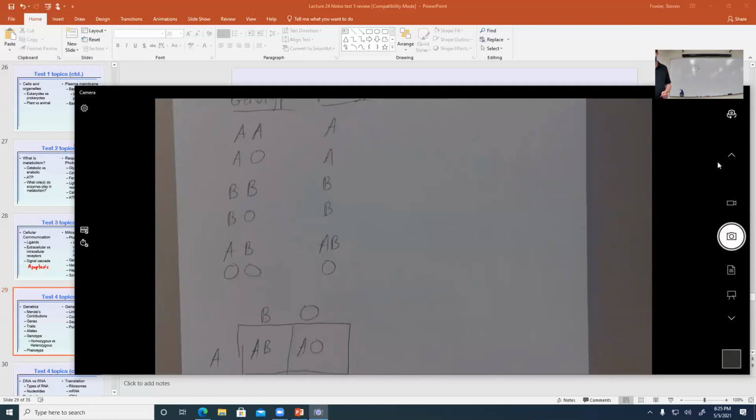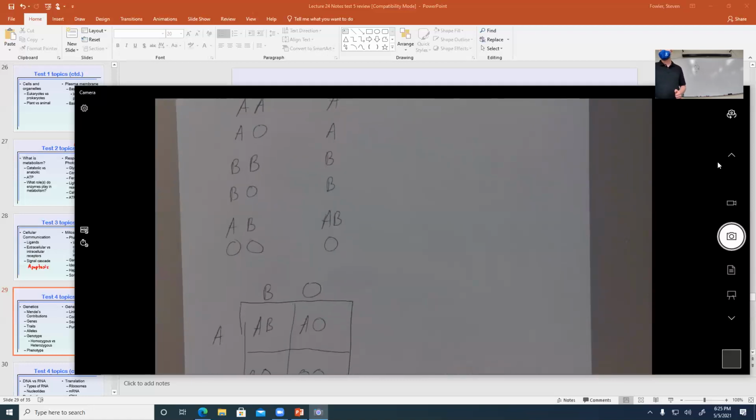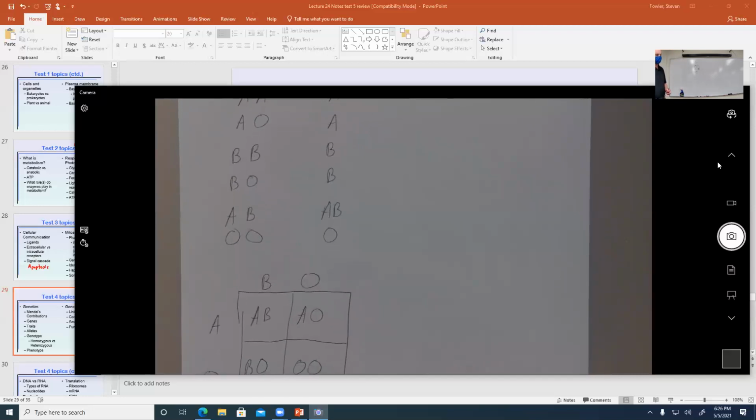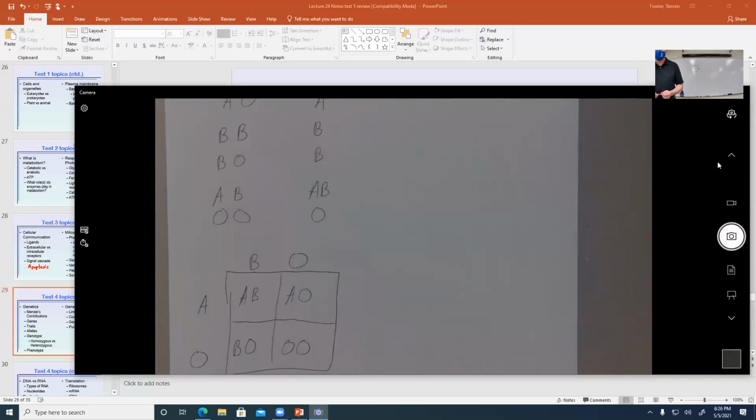So if you have 2 parents that are both type O, all of their children will be type O. If you have 2 parents that are type A, well, it depends. Do both parents carry an O allele? And a pedigree analysis a lot of times is the only way to know that, because at least in modern times.